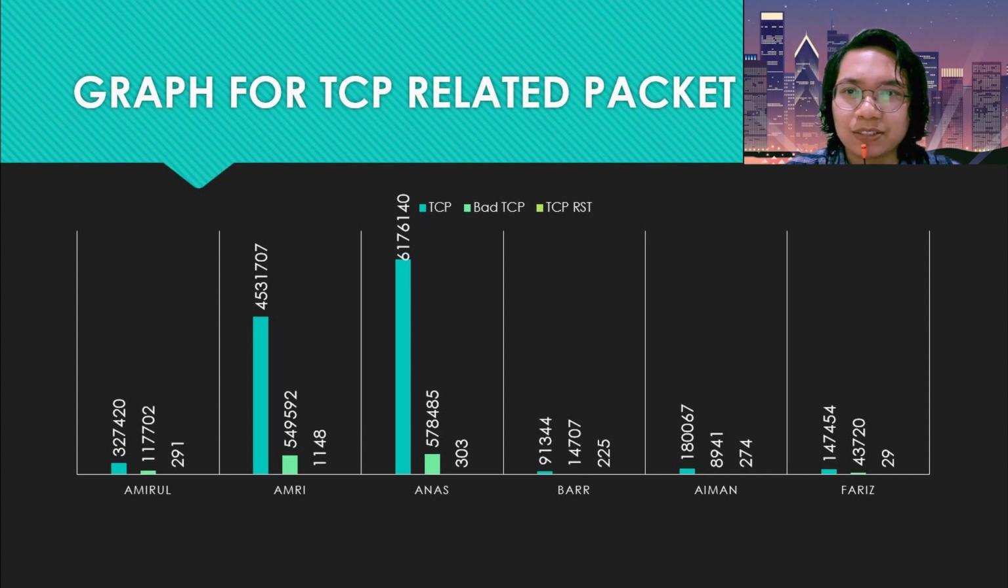Syakirul Aiman has 180,067 TCP packets, 8,941,000 bad TCP, and 274 TCP reset packets.